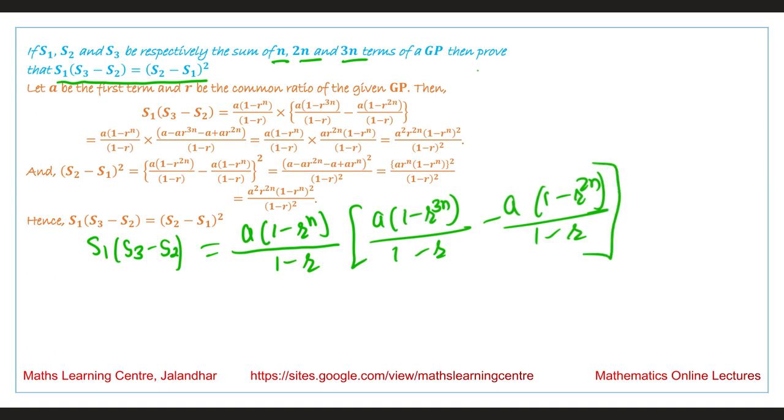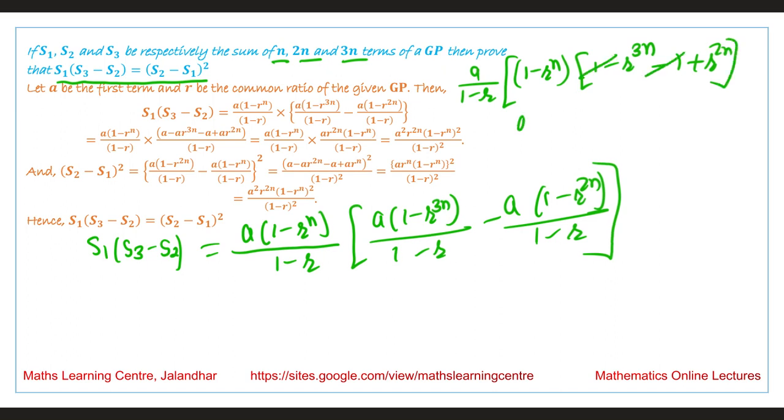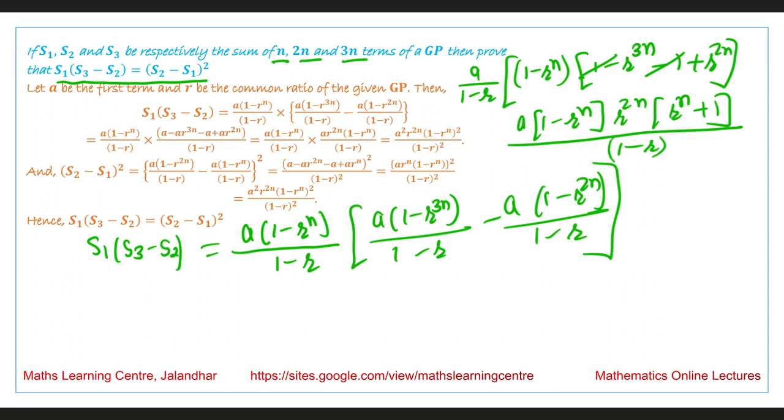If we take a over 1 minus r common, we are left with 1 minus r raised to the power n into 1 minus r raised to the power 3n minus 1 plus r raised to the power 2n. These two 1s get cancelled. We are left with a into 1 minus r raised to the power n. From these two terms, if we take r raised to the power 2n common, we are left with r raised to the power n minus 1, divided by 1 minus r.